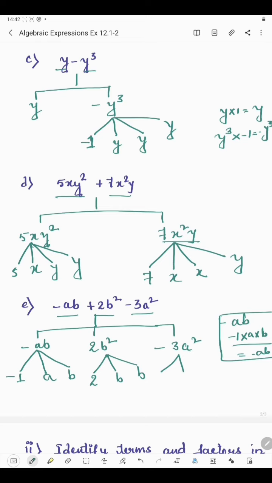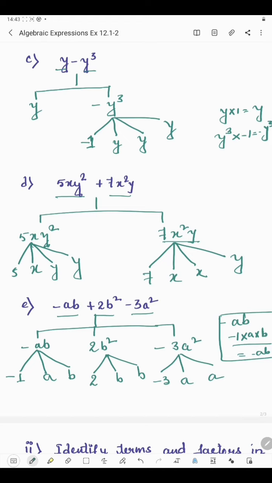So at first we will have to write the number. So here we have minus 3. Okay, now a is present twice, so a we will have to write twice. So these are the minus 3, a and a. If you multiply, we will get minus 3a square.